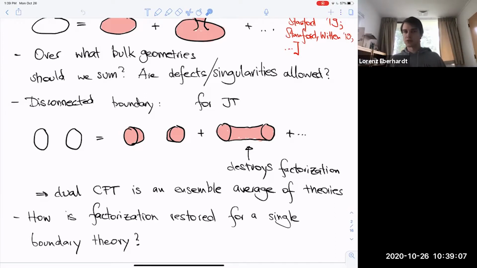And the way out of this problem is that the dual theory is not really one theory, but an ensemble average of several theories. If you do this ensemble average, then this guy also in the boundary is no longer a product of two partition functions.